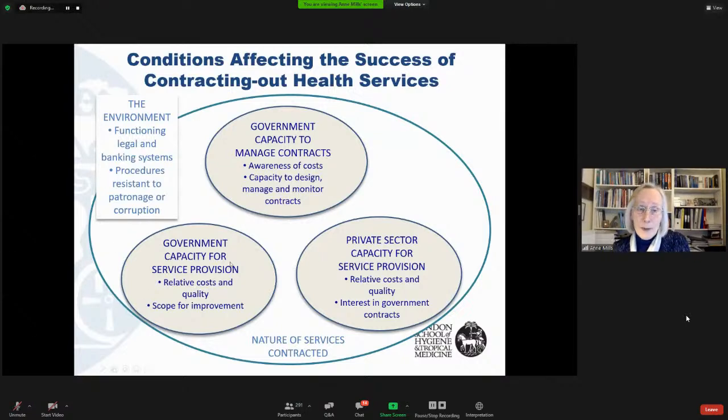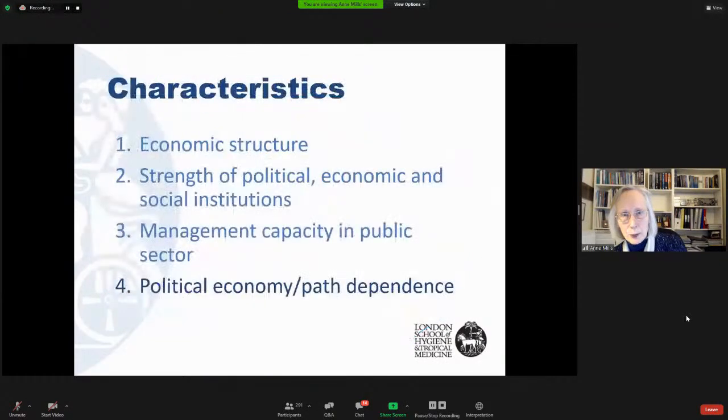And then obviously government capacity for service provision varies a lot. There are some countries with quite well-run government health services, others where those are very poor. And then in general, the environment provides constraints as well, whether there are functioning legal and banking systems, procedures resistant to patronage or corruption. So this really just helps one think about the issue of capacity and public sector capacity and how it might factor into which health system arrangements are better or worse.